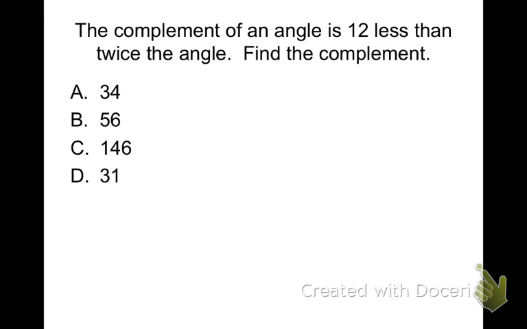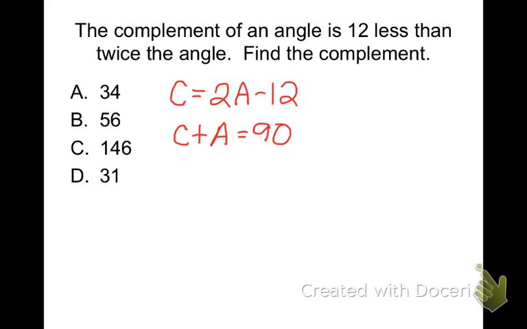Okay, the complement of an angle is 12 less than twice the angle. So we'll say C is the complement, A is the angle. We know that the complement plus the angle add to 90 degrees. That's why they're complementary. So let's find the complement. What we want to do is solve for A right here. A is 90 minus C, and then we can take this 90 minus C and substitute it right in here.